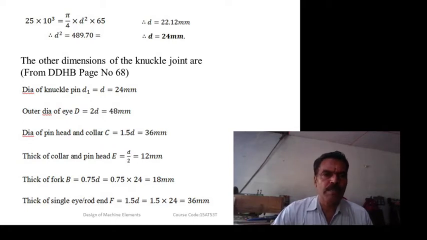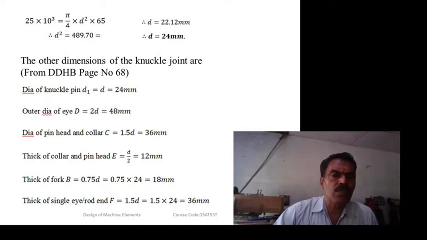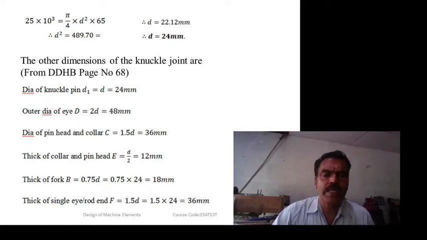The other dimensions of the knuckle joint are from DDHB, page number 68. All these empirical formulae are printed in the DDHB, the design data handbook, for the different parameters like b, c, d, e, f. These are the notations we have used for the different dimensions. First, the diameter of the rod: we already calculated the d value. So d is equal to 24 mm.